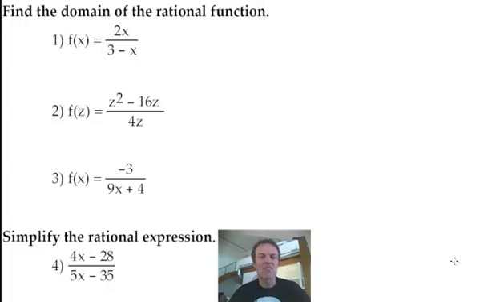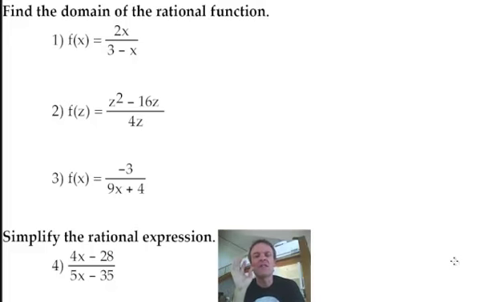Right, find the domain of the rational function. Well, first of all, remember a rational function, or even a rational expression like in question 4, it's just something over something else. It kind of looks like a fraction. 1/2 is a rational expression. So something over something else.